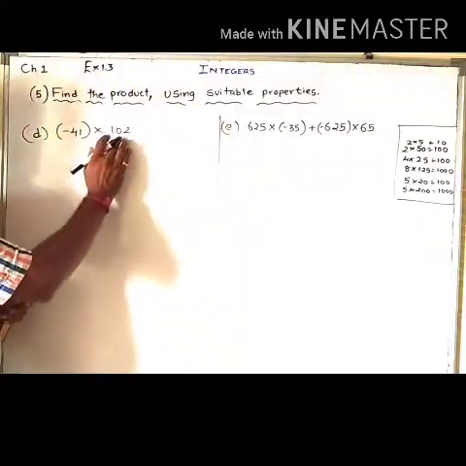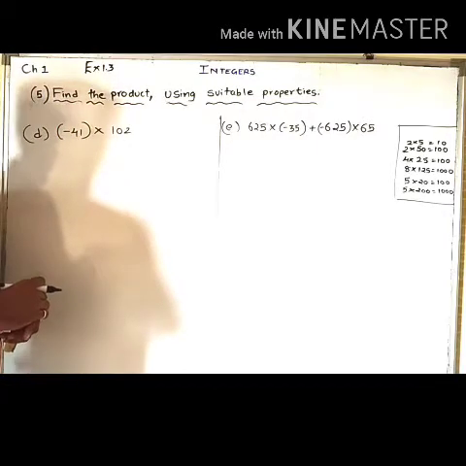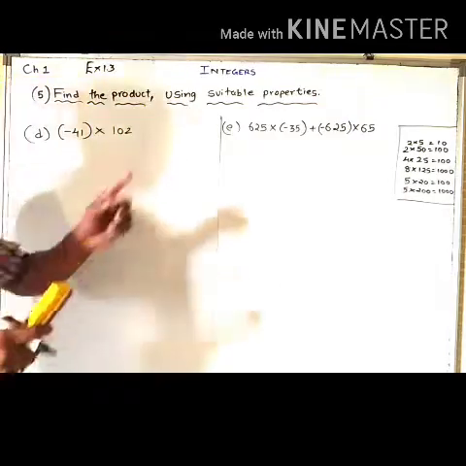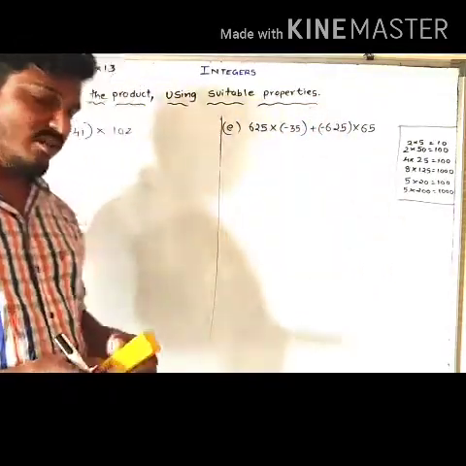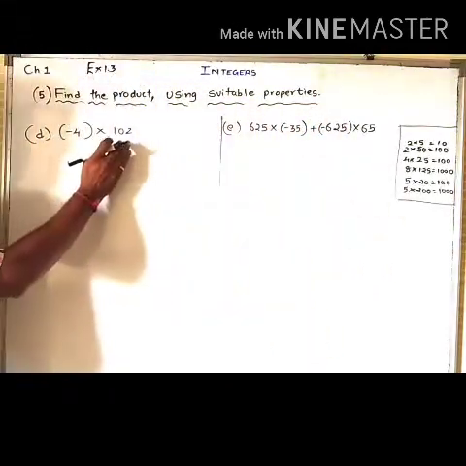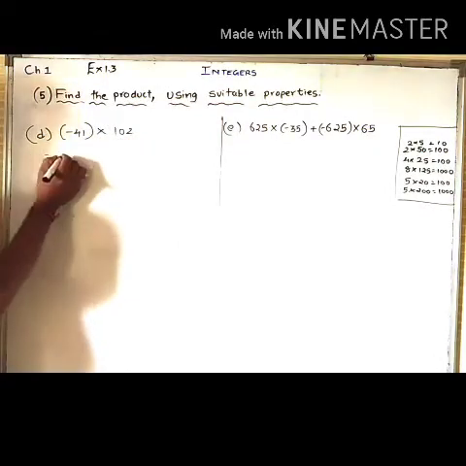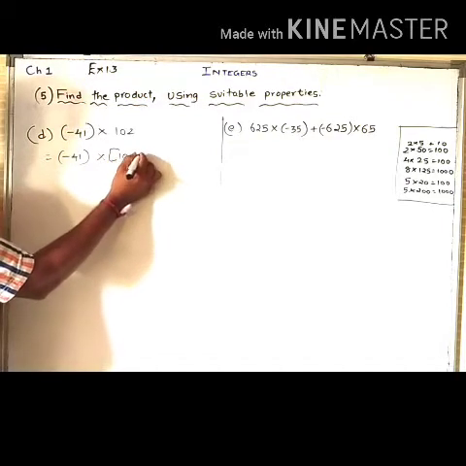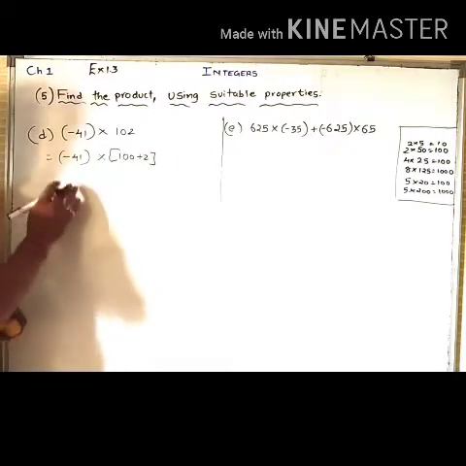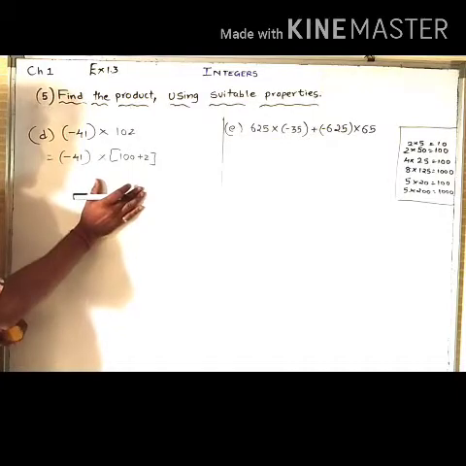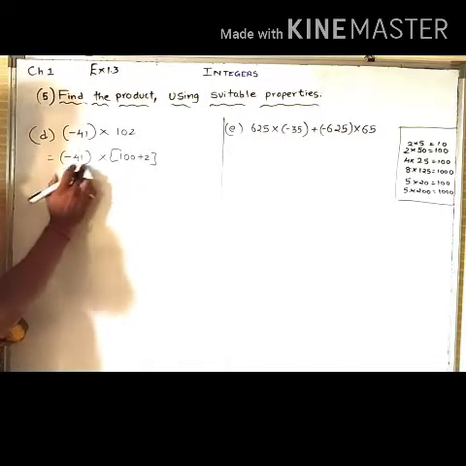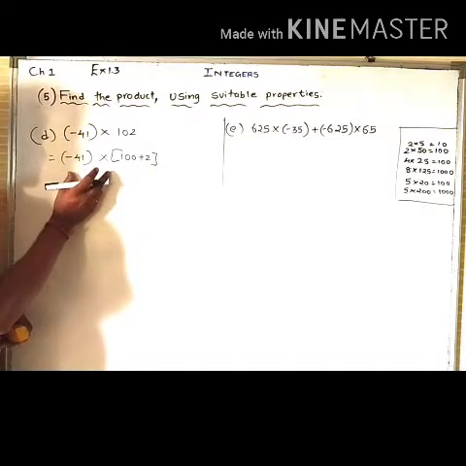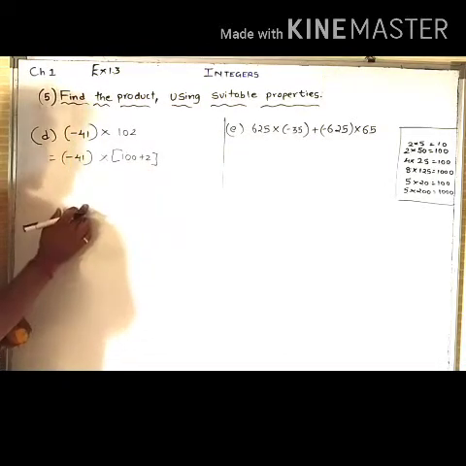Negative 41 multiplied by 102. Dear student, you can find the product by direct multiplication also, but here it is asked to use a suitable property. So what I will do, I will try to split this value first. Write down this value as it is. Now you will observe that it looks like some property. We can apply some property over here. That is A into (B plus C). Which property? That is the distributive property of multiplication over addition.